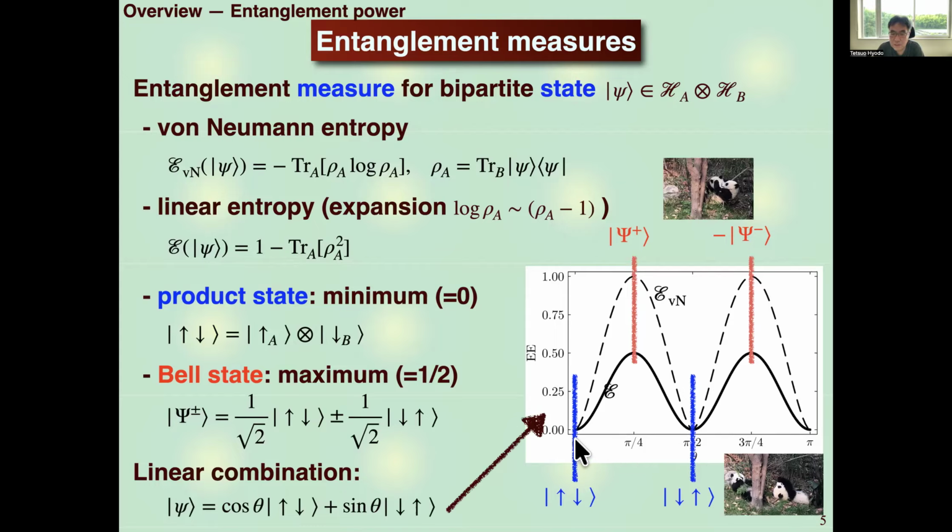Then you see that in the limit of theta 0 or theta equal pi divided by 2, you have the up-down product state limit or the down-up second component limit. And in this case, both the linear entropy and the von Neumann entropy become 0. And if it goes away from this product state limit, then you have some linear combination between these two components, and that induces some entropy, and it maximizes at the point where theta is pi over 4 or 3 pi over 4, which is nothing but this Bell state limit. And in this case, you see that the entropy is maximized.